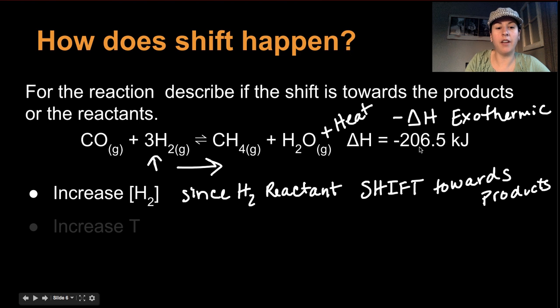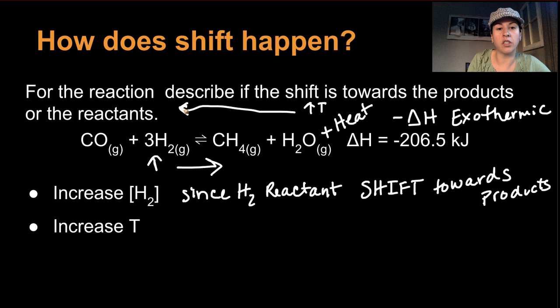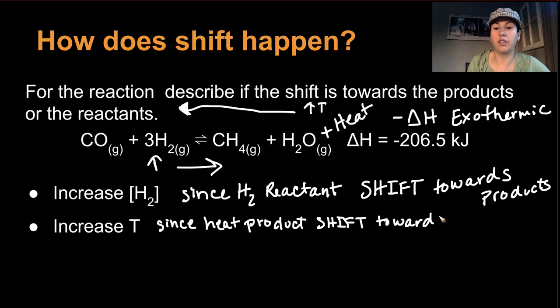The second one that we have is an increase in temperature. And so as I said before, if you increase temperature, you're going to shift away from the heat side. So if we increase temperature, we want to shift back this direction to try to get closer back to that state of equilibrium. So since heat is a product, we are going to shift towards the reactants. I think those two are usually pretty easy for most people.